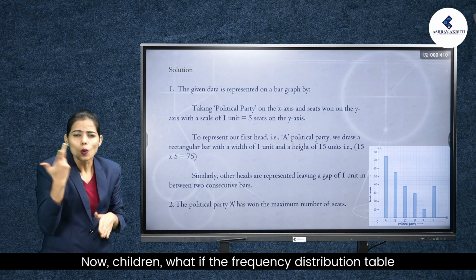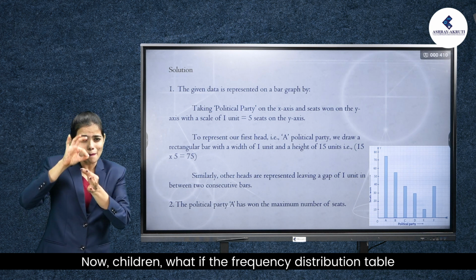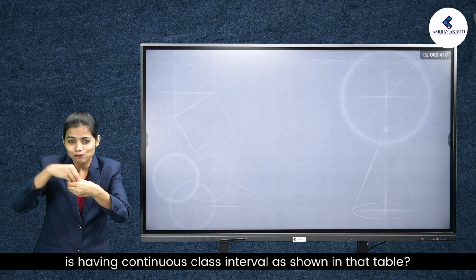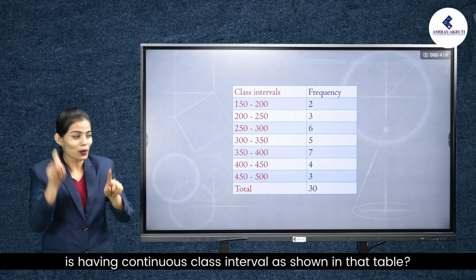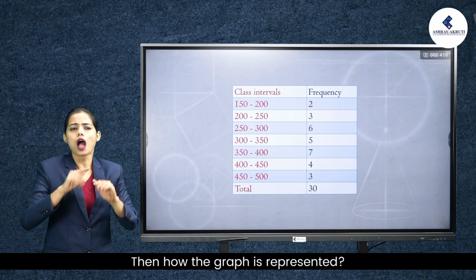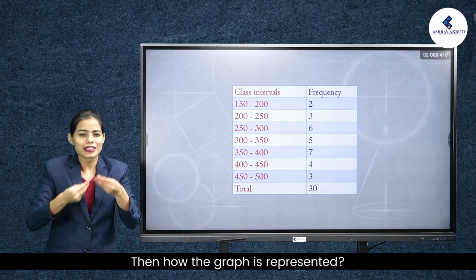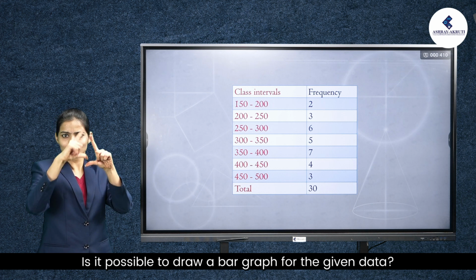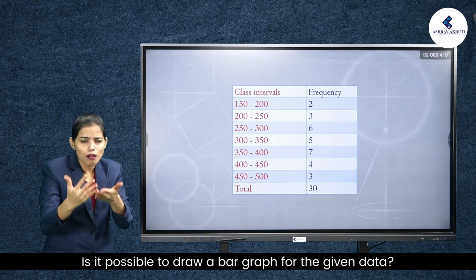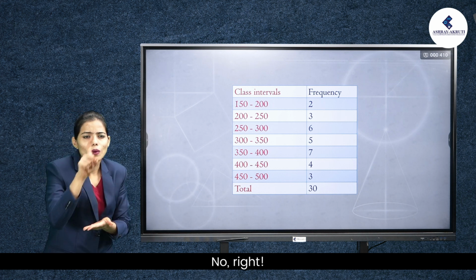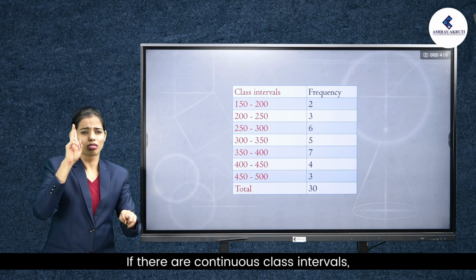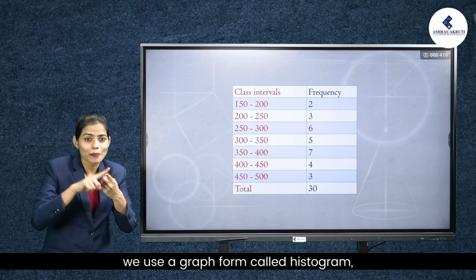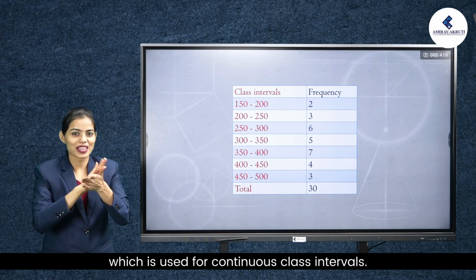Now, children, what if the frequency distribution table has continuous class intervals as shown in the table? Then how is the graph represented? Is it possible to draw a bar graph for the given data? No, right. If there are continuous class intervals, we use a graph form called a histogram, which is used for continuous class intervals.